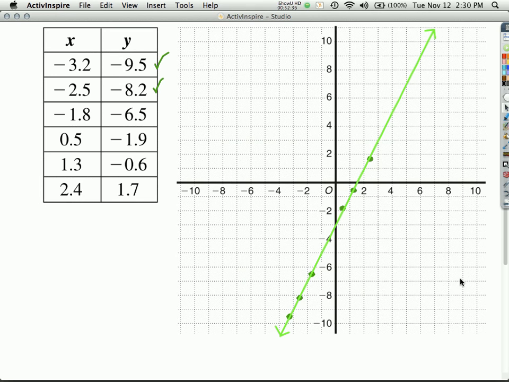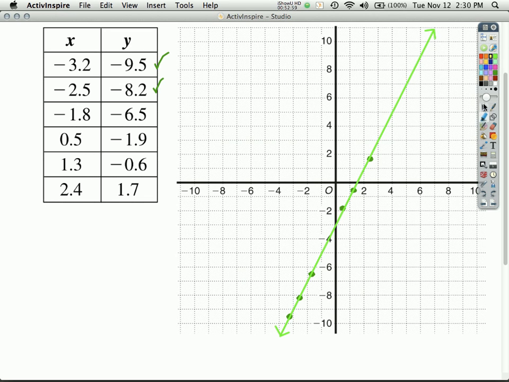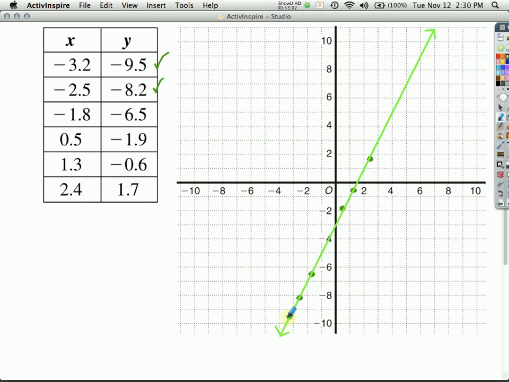Does anyone have any questions on how we got to this point? I don't know about you, but I was able to draw almost a perfect line. It looks like one data point wasn't perfect. And since that's the case, we're going to calculate the slope. We're going to use the first point and the last point to calculate our slope, because I was able to get both of these points exactly on the line.